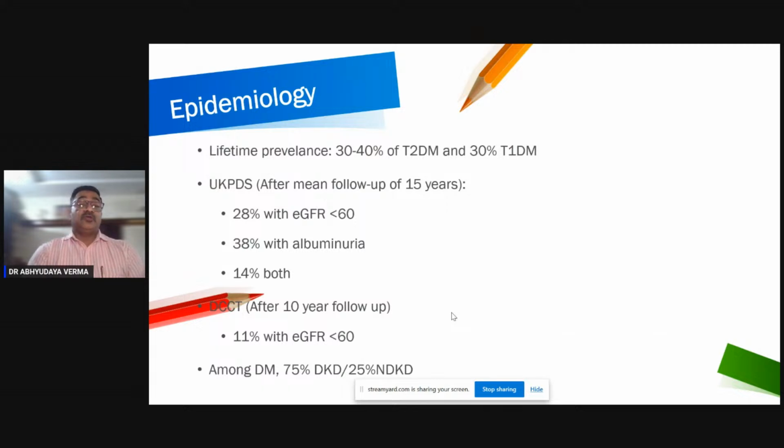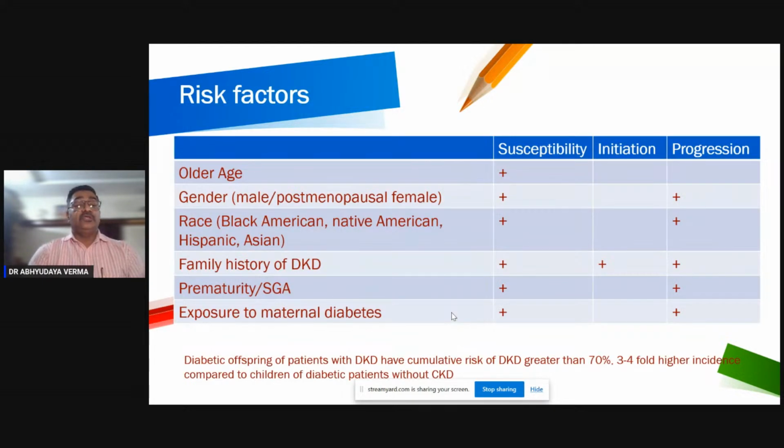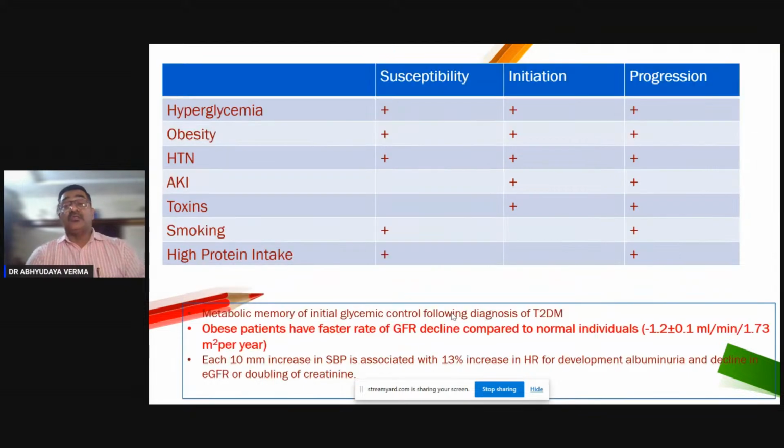Lifetime prevalence of diabetic nephropathy is 30 to 40% in type 2 diabetes and almost the same in type 1 diabetes mellitus. Risk factors are old age, male gender, Black Americans, Native Americans, Hispanics, Asians, family history of diabetic kidney disease, prematurity, short for gestational age, and exposure to maternal diabetes. And obviously, hyperglycemia, obesity, hypertension, toxins, smoking, high protein intake, they are all risk factors.